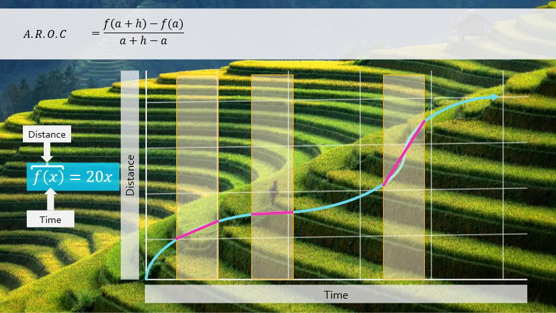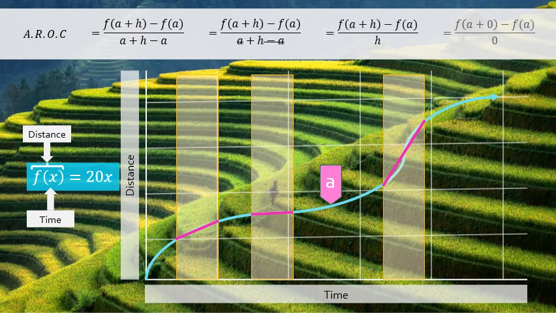Going back to our new version of the formula, we can just set h to 0, so that we're only looking at one point. Unfortunately, if we do that, we end up with a 0 in the denominator, which 2 weeks ago was a deal breaker for me. But now, thanks to calculus, I know my limits.